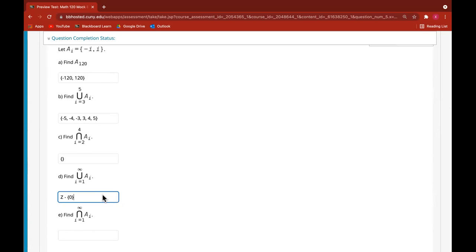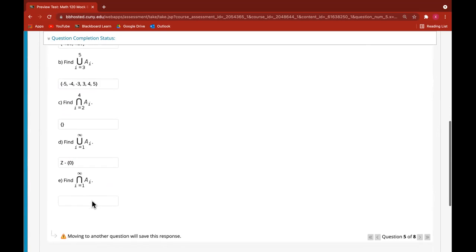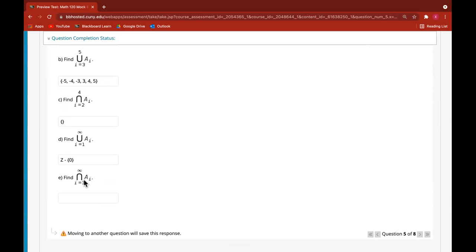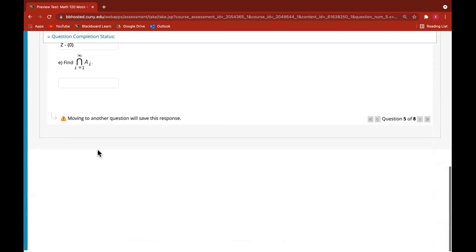And I see people asking, it's not infinite. What do you mean by it's not infinity? Infinity is not a set. It's not a number. Infinity is just a concept expressing a very large number. Okay, now for the intersection, if you look at it, none of the sets have a common element.